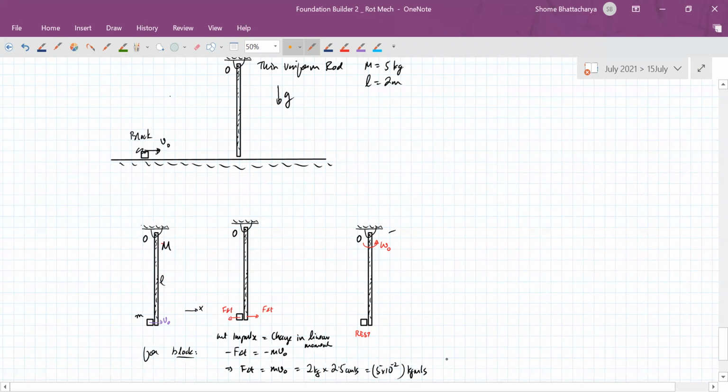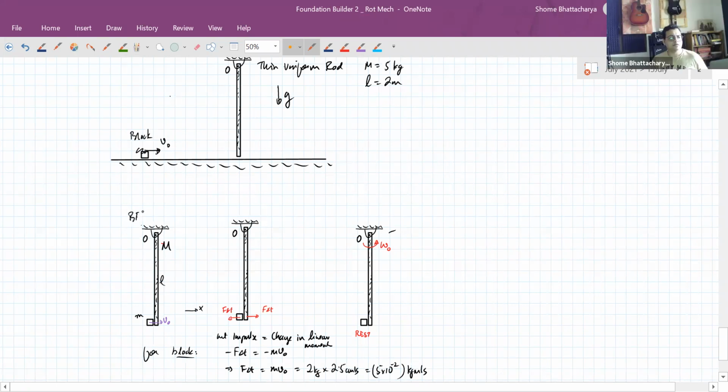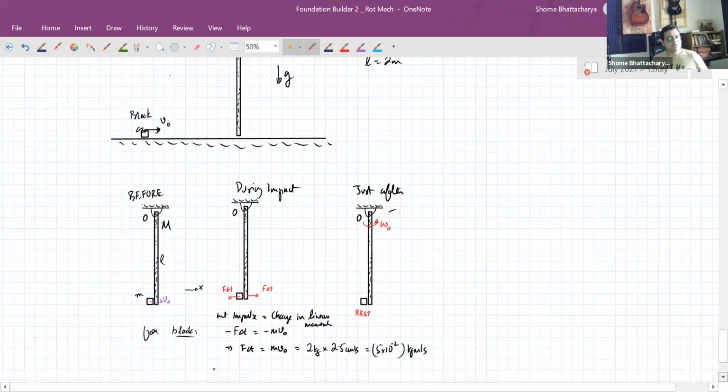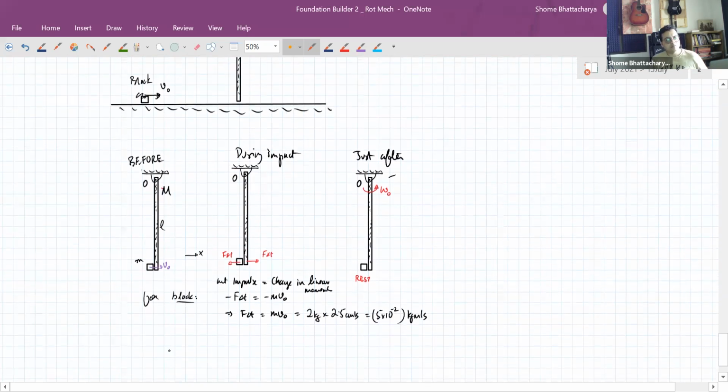This is before impact, just before. This is during impact. And this is just after impact. Got it now? Okay. So that is what is happening for the block, whereas for the rod, what is happening?